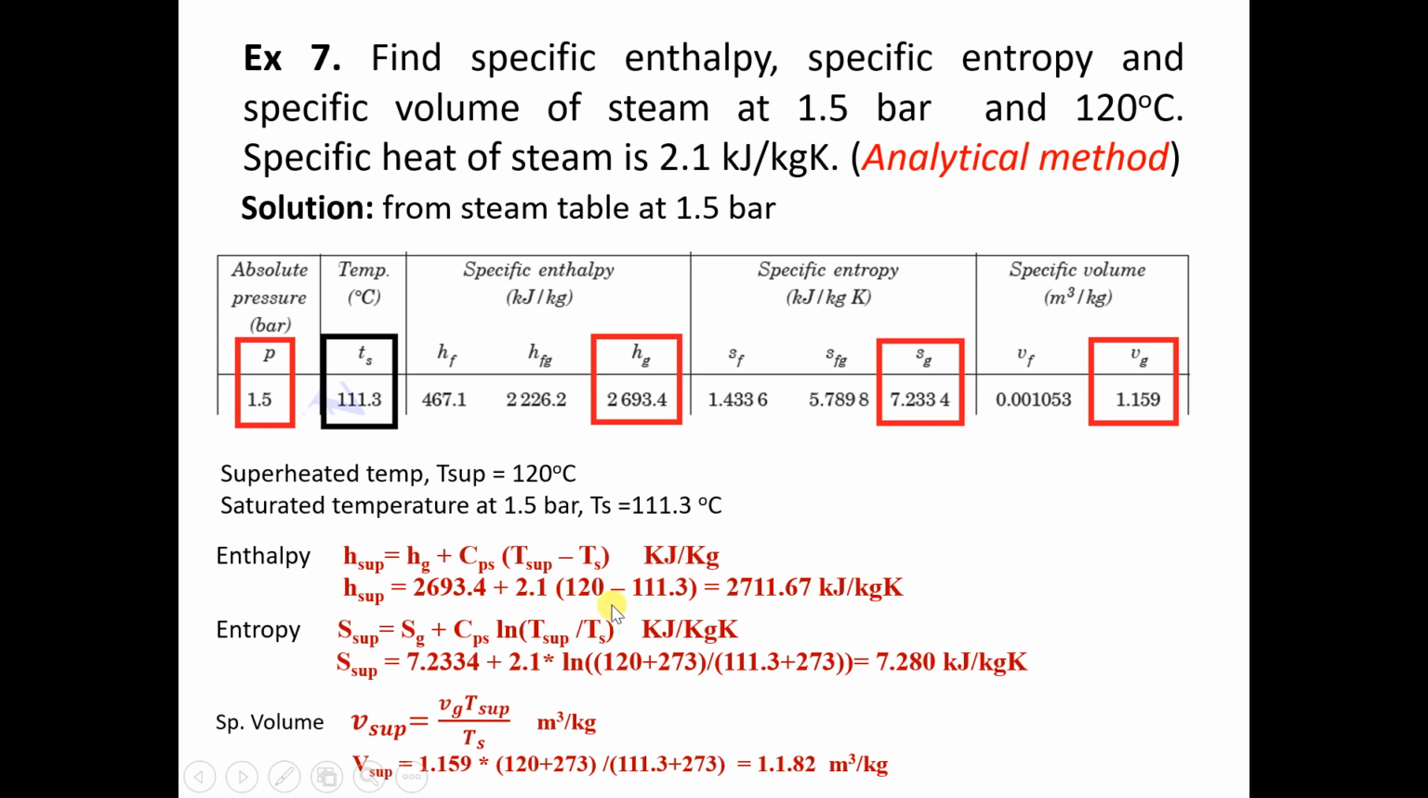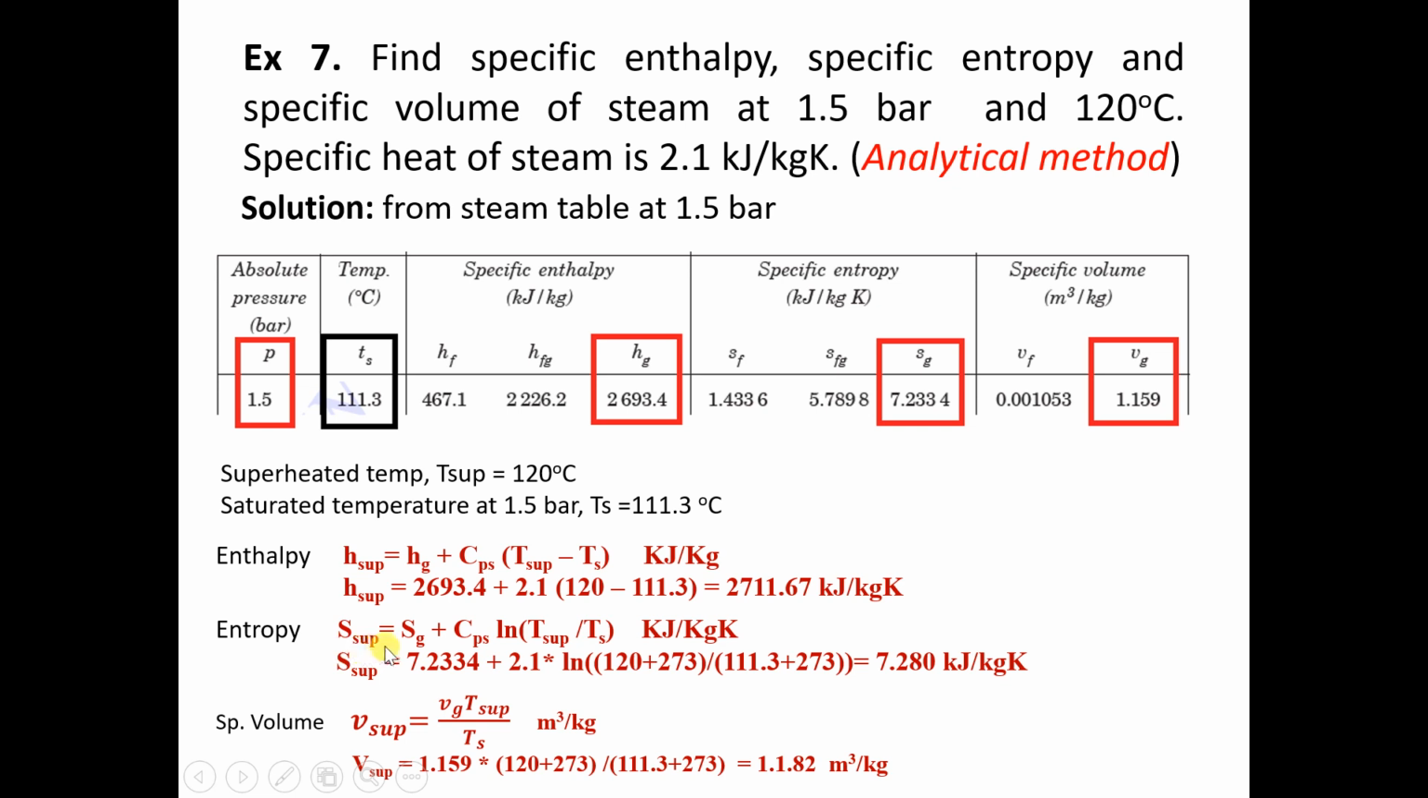Whenever we take temperature, we have to take it in Kelvin, but the difference of temperature in any unit is the same. Therefore, if we take degree Celsius or Kelvin, we will get the same difference. But whenever there is addition, multiplication or division, we have to take temperature in Kelvin only. For Kelvin, we have to add 273 to the given temperature.